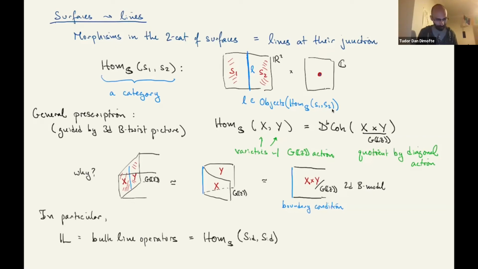So then we apply this. The most trivial thing I could be after is the category of line operators that are not sitting on surfaces, that are just line operators in the bulk. This category has Wilson and 't Hooft lines. And we'll get it as Hom between the trivial surface and itself. And then we use this geometric prescription.